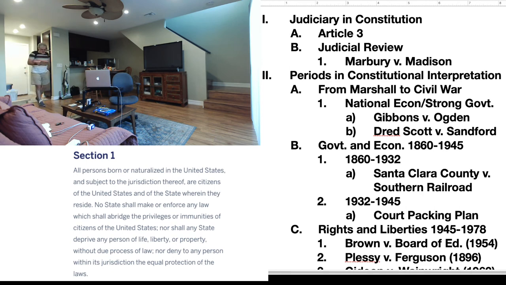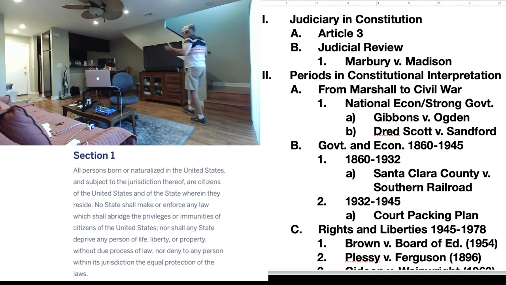said that the word person in the 14th Amendment, Due Process Clause and Equal Protection Clause, also apply to corporations. Also apply to corporations. And in that decision, the Supreme Court created the doctrine that still lives today called corporate personhood. In America, a corporation is a person and has the same rights under the law that you do. Okay? Same rights.